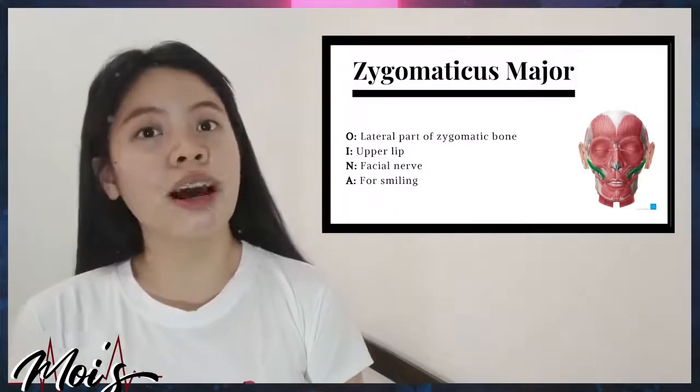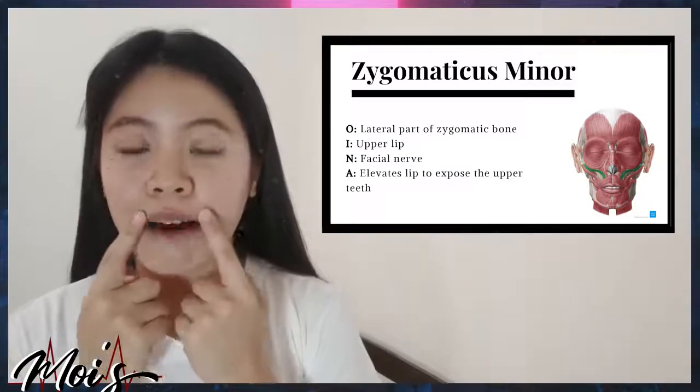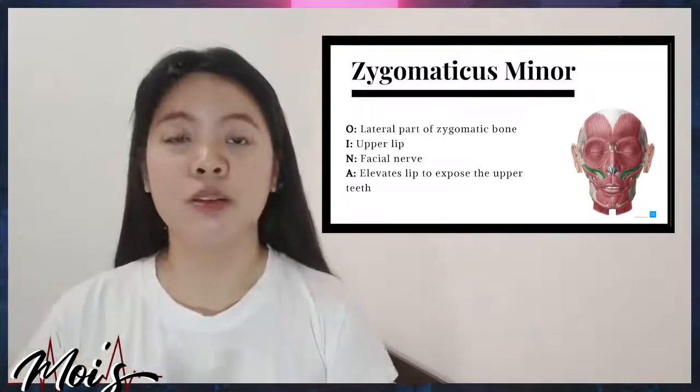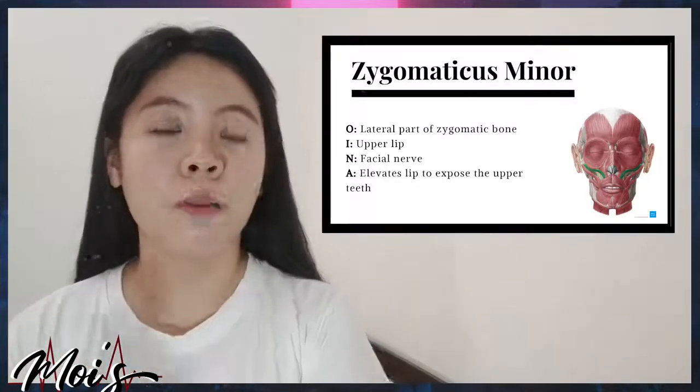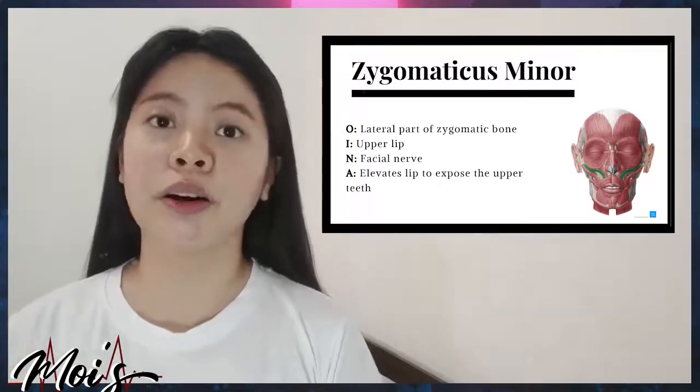Next we have our zygomaticus minor. This muscle elevates our upper lip so that our upper teeth may be seen. This muscle again originates from the lateral part of our zygomatic bone and inserts into our upper lip.